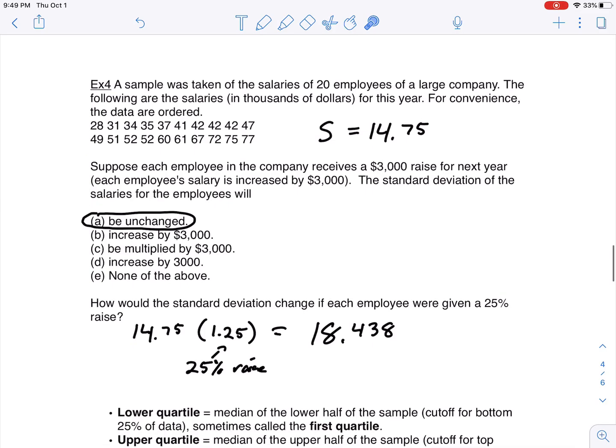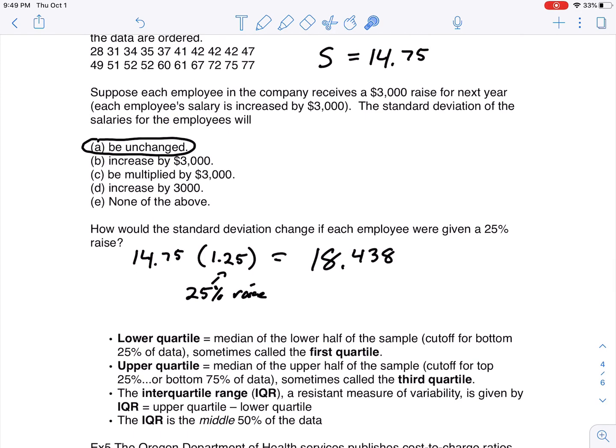But if we gave employees a percentage raise, like what normally happens, say a 25% raise, which would be an awesome raise, that would affect the standard deviation by 25%. So we would take the standard deviation of 14.75, multiply it by 1.25, that's a raise of 25%, and we'd have a new standard deviation of 18.438.